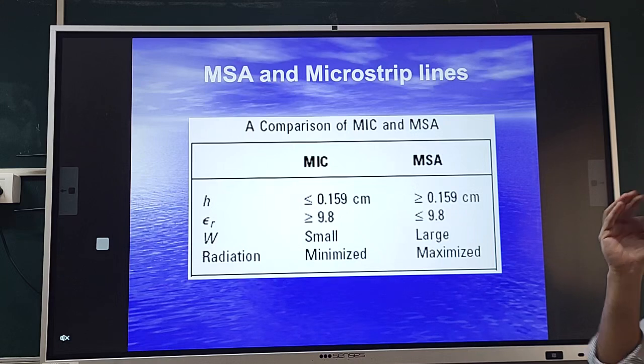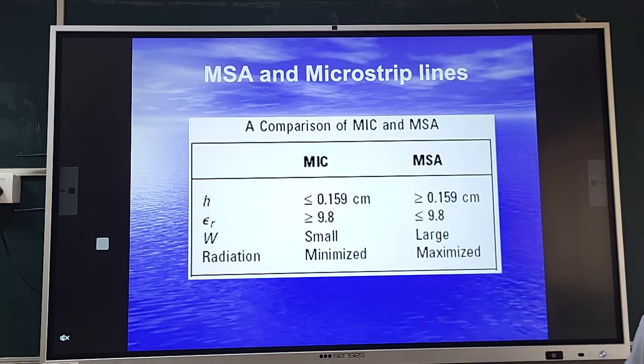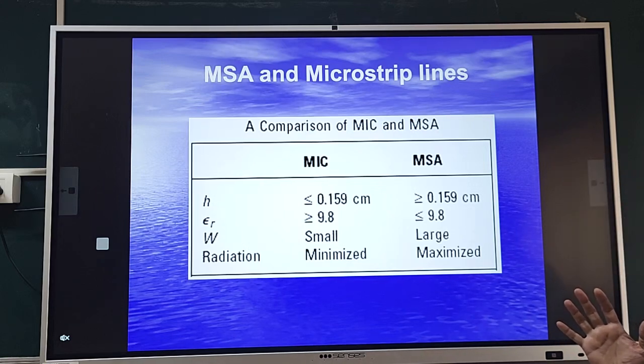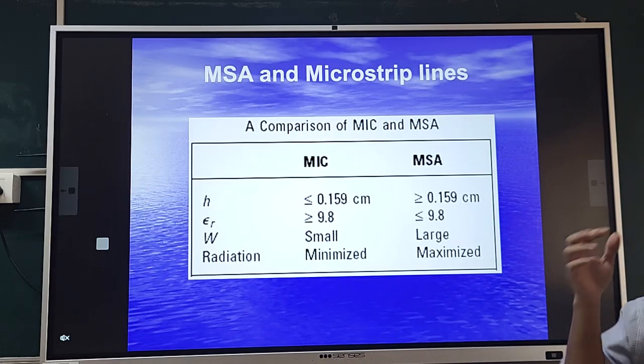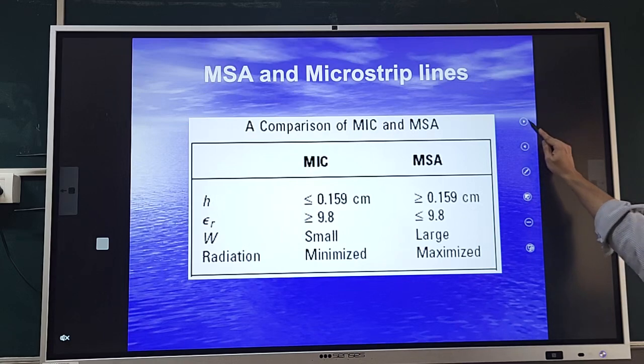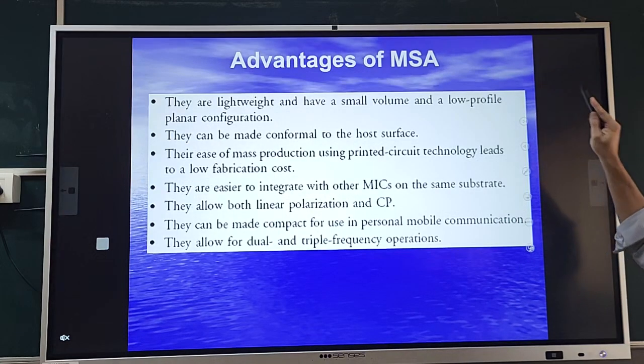Again, these parameters may give some judgmental idea with respect to 1 gigahertz of operation. At 2 gigahertz, again the parameters will change. But eventually one should remember it should be a thicker substrate for an antenna. How much thicker? h by lambda should be very large. And it should be a thinner substrate for a microwave integrated circuit, maybe smaller than 0.01 or 0.05 lambda. Okay, so this is all about the substrate parameter selection and the characteristics.